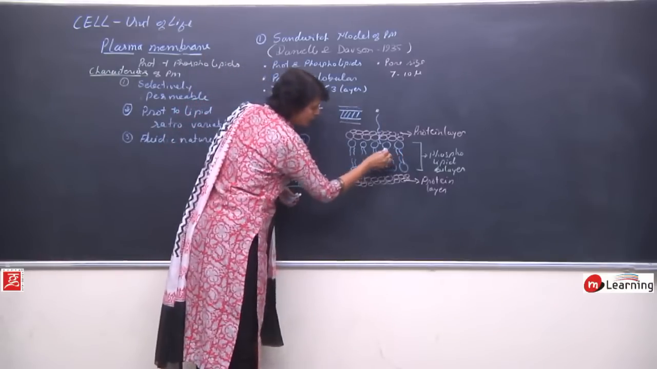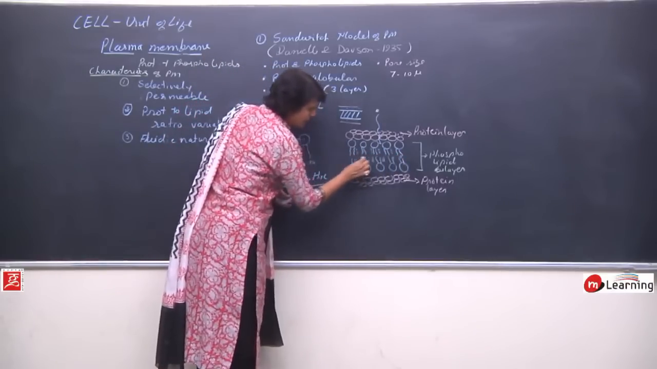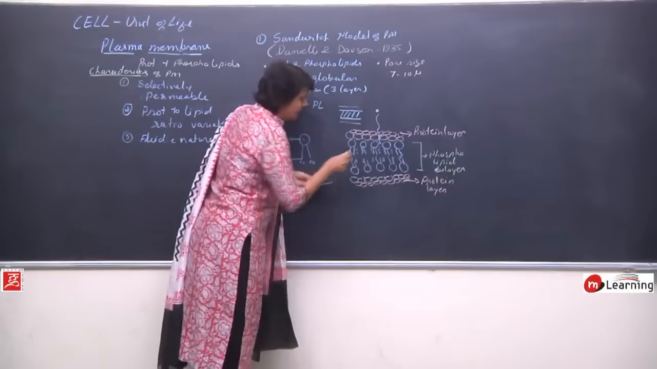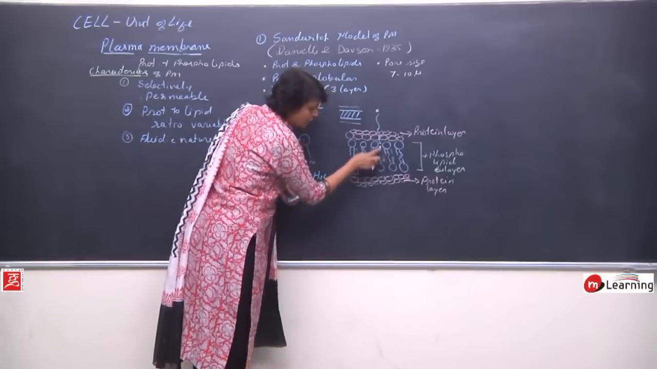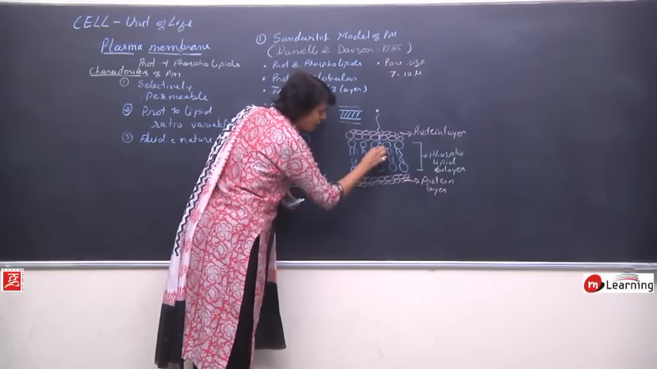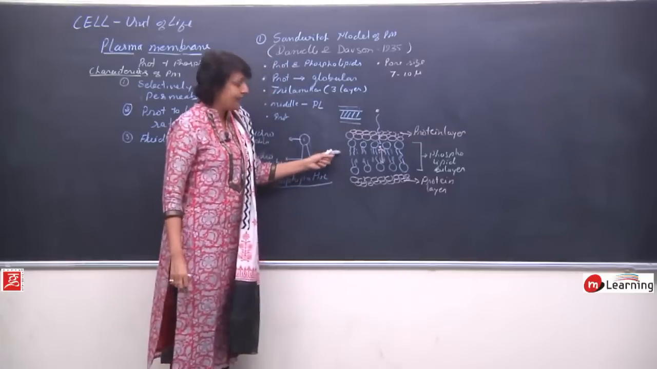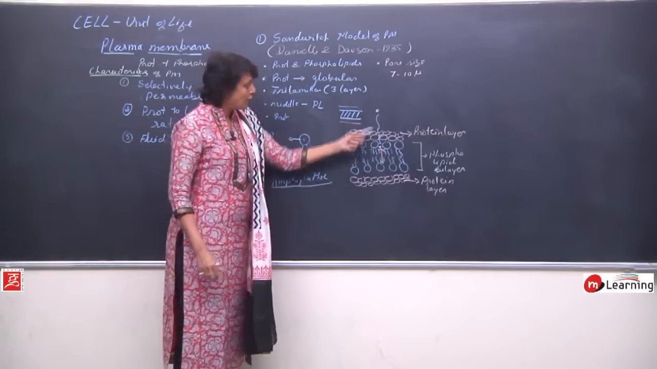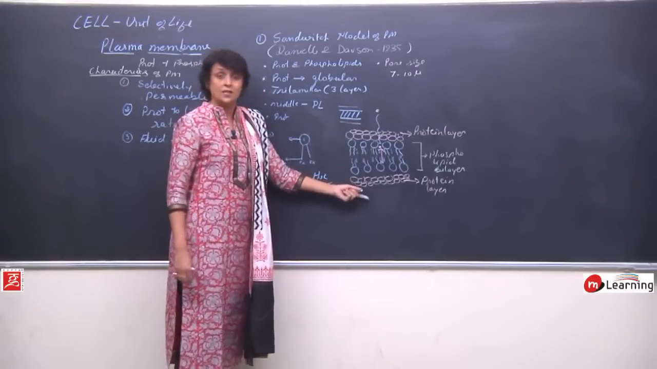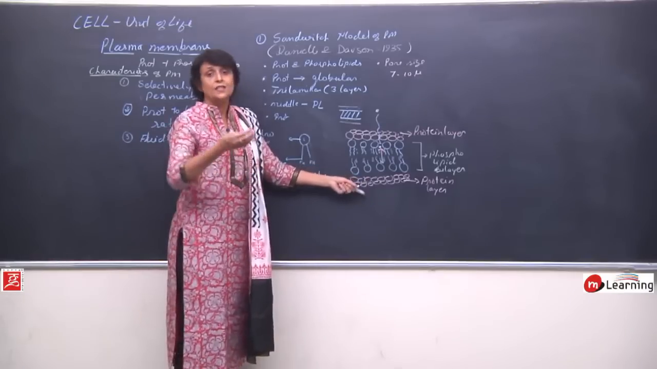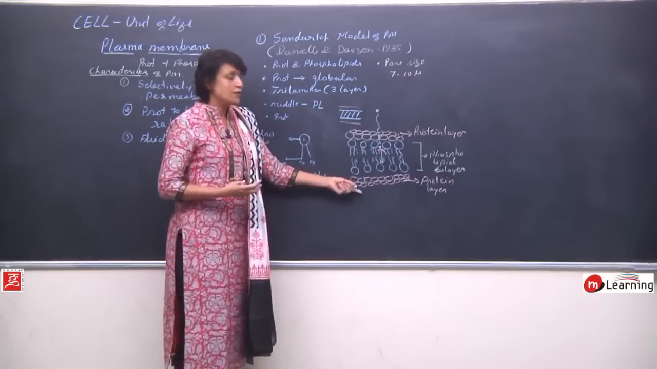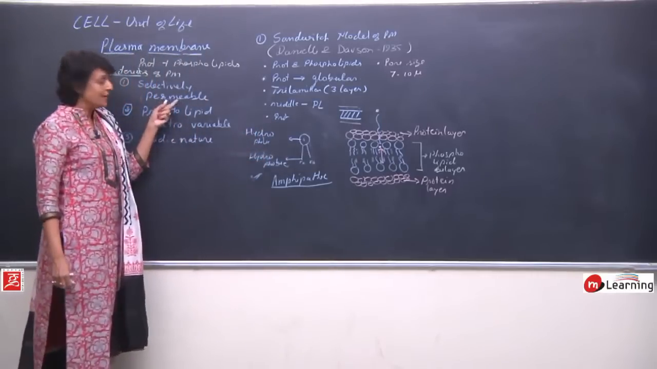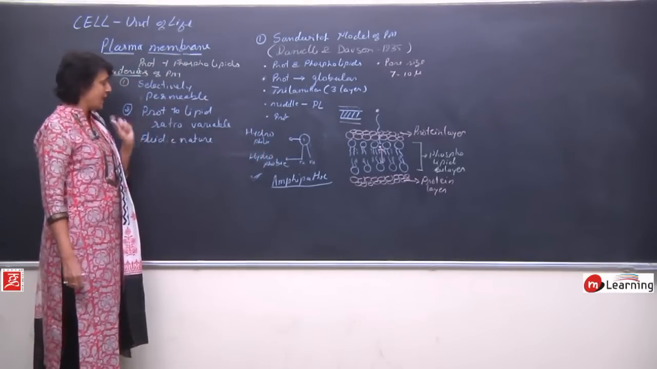Now, what about this middle band? This middle band, which is made up of the tail region, is hydrophobic. So now this particle which has reached here will not be able to cross this band of hydrophobic tails. So how can a water soluble substance enter? If a water soluble substance cannot enter, how will the cell survive? Because most of the things enter as ions or in solution form. So this was the biggest drawback, that it could not explain the semi-permeability of the plasma membrane.